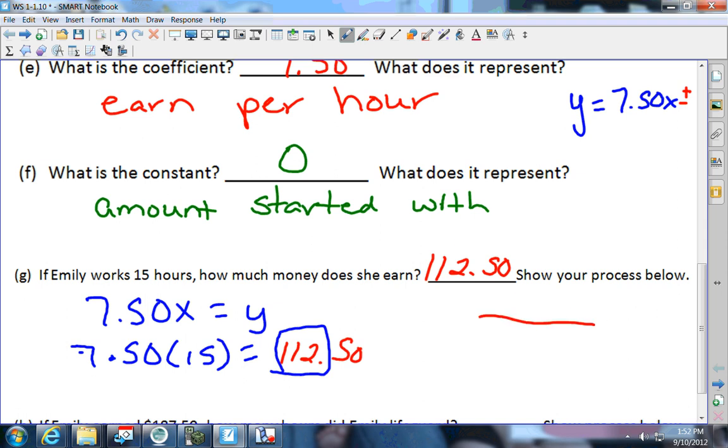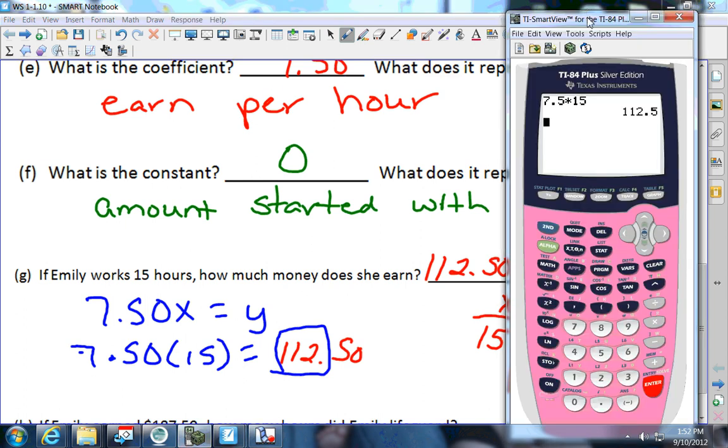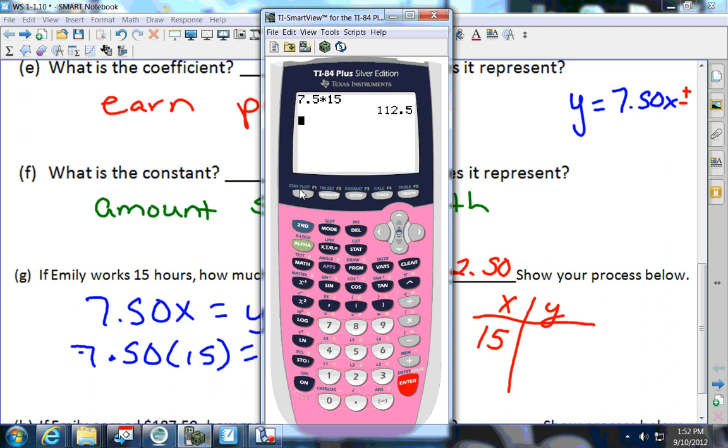Or if I went and looked in the table, x and y, I know that I'm looking to see where x is 15. So I would go into y equals and put in there 750x, or 7.5x, second graph. And I'm going to look and see where x is 15. And there it is, $112.50.